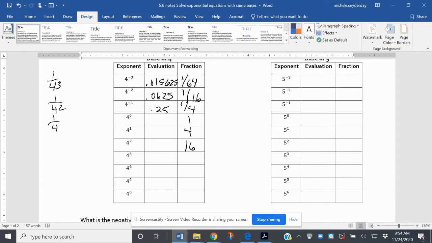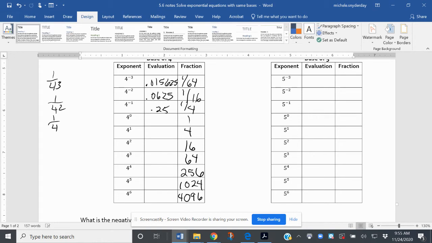4 squared is 16. 4 to the third power is 64. 4 to the fourth is 256. 4 to the fifth is 1024. And 4 to the sixth is 4096.